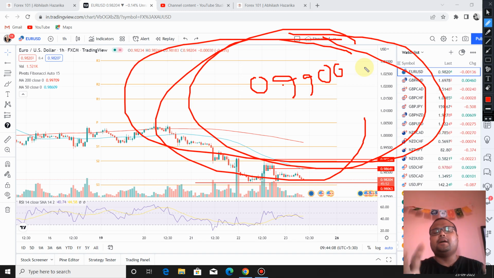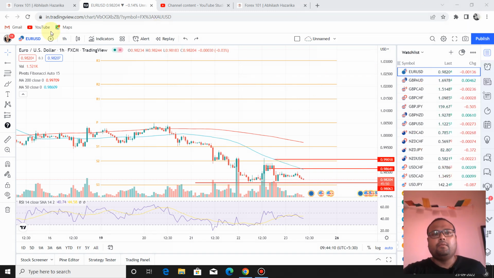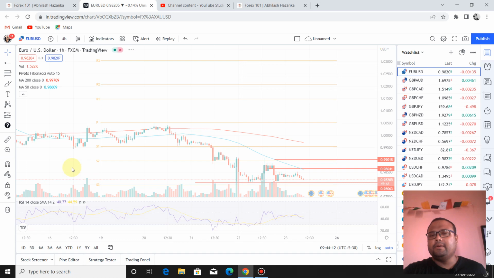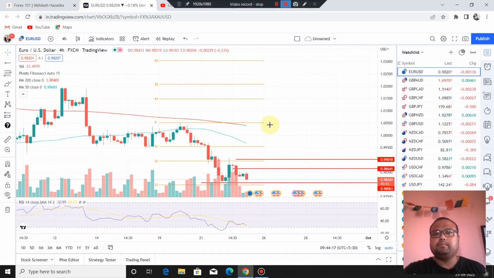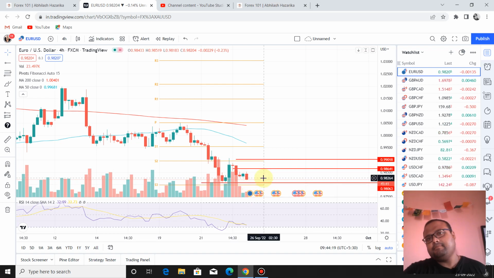Whenever you see a market condition like this, whether it is Euro USD or GBP USD, sell on rise is the best trading strategy. If market breaks it, you can go for a sell. If you see the market is breaking the support with a good amount of volume, then only.